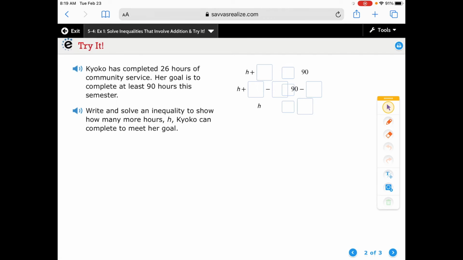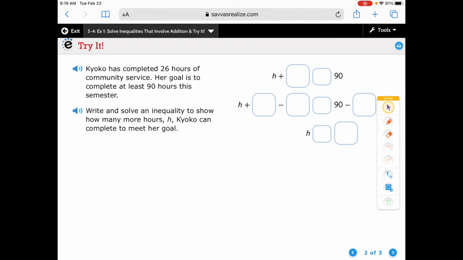All right, so let's take a look at the try it. It says Kyoko has completed 26 hours of community service. Her goal is to complete at least 90 hours. So we have 26, so we want to have at least 90, so it can be equal to 90, but it also can be greater than. So we have our 26, right? And this inequality sign stays the same throughout, so we can bring that down.